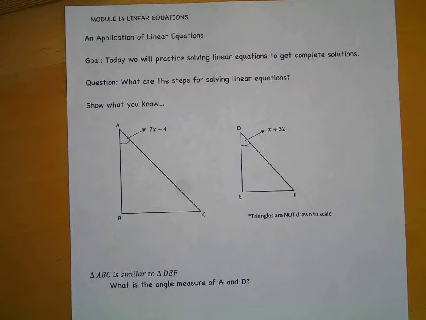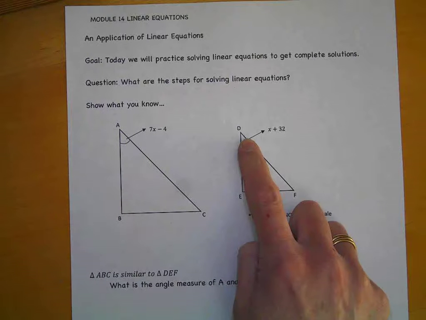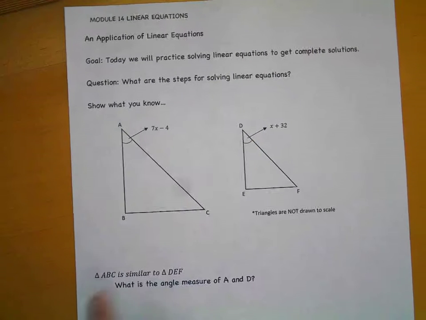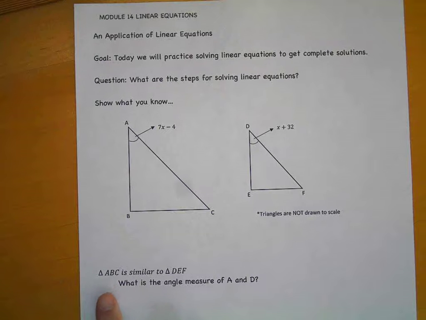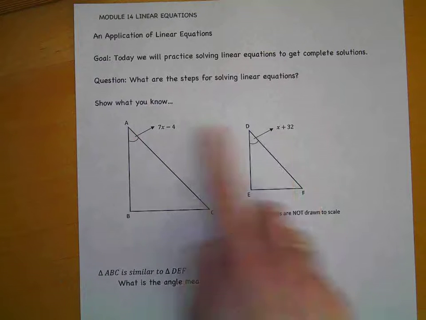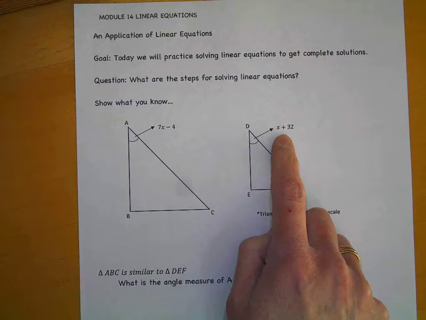Since we know that the triangles are similar, we can say that angle A corresponds with angle D, and the reason we can say that is because of the order that the triangles were named. Since this says triangle ABC and this says triangle DEF, angle A corresponds to angle D, angle B corresponds to angle E, and angle C corresponds with angle F. As you've learned earlier in geometry, correspondence means that they are equivalent, or equal.